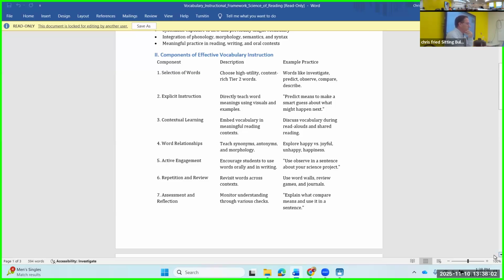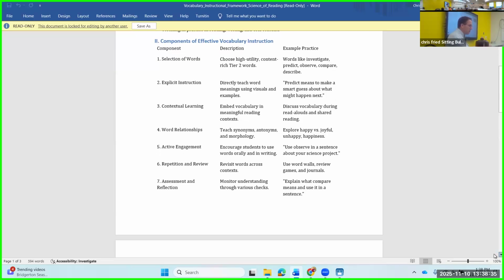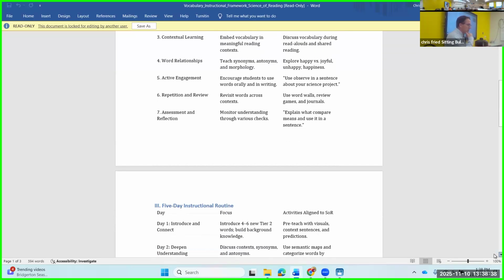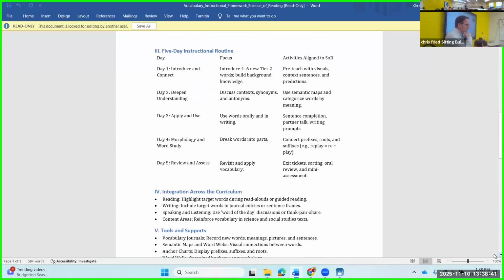Repetition and review, of course, so revisiting words across context, that's why we go back and forth, right? Maybe a term they learned last week or 2 weeks ago, but you can bring it back again for review in a couple weeks to help keep that. It doesn't have to be fully fresh or happen all the time, but just some continuous exposure to some of those terms that they'll be using again and again. That's kind of where examples, the word walls come in, games, different journals are important. Last one, assessment and reflection. So monitoring that understanding through formal and then probably also summative assessments as well are important to get there.